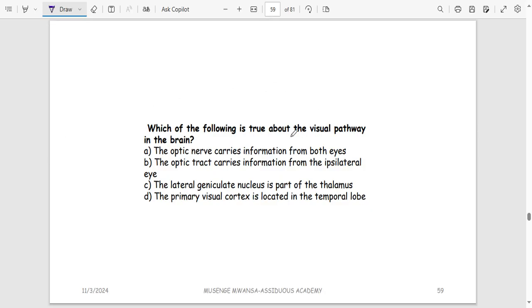Which of the following is true about the visual pathway in the brain? The optic nerve carries information from both eyes. The optic tract carries information from the ipsilateral eye. Lateral geniculate nucleus is part of the thalamus. Primary visual cortex is located in the temporal lobe. Any C. Lateral geniculate nucleus is part of the thalamus.